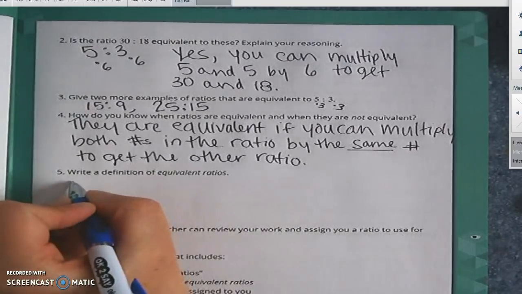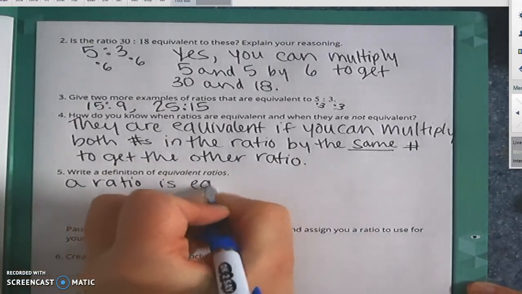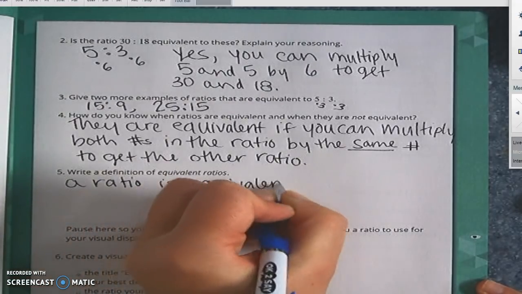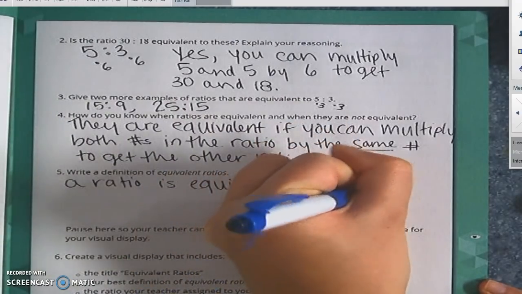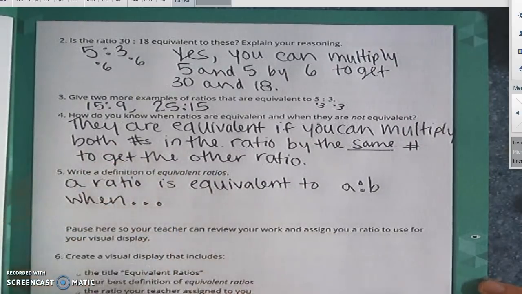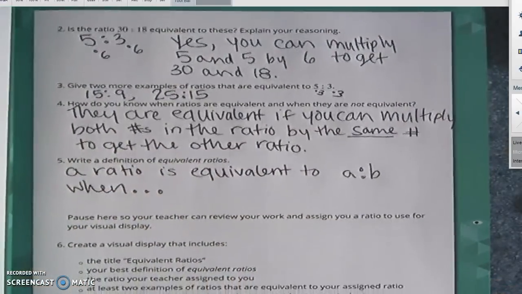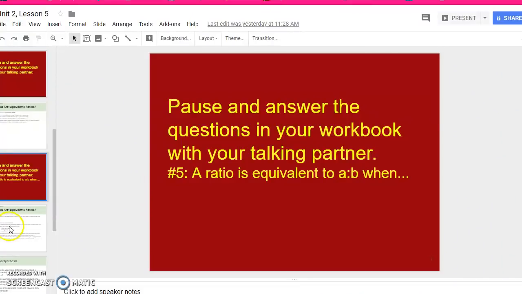And your sentence starter was a ratio is equivalent to A to B when, and I am not going to fill that in because yours does not need to be exactly the same as everyone else's. Okay, so then the next part that you're going to do, I'm going to switch back to my slide.